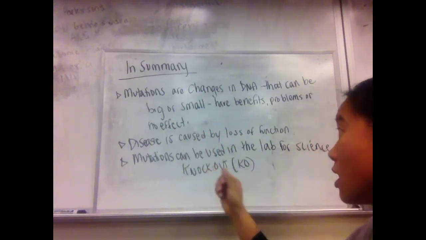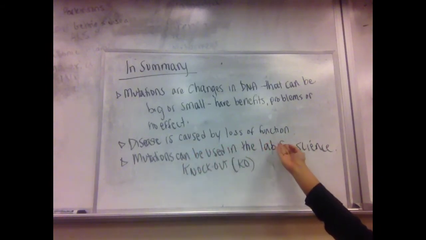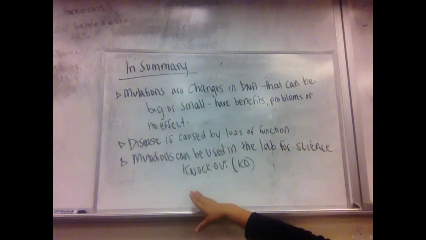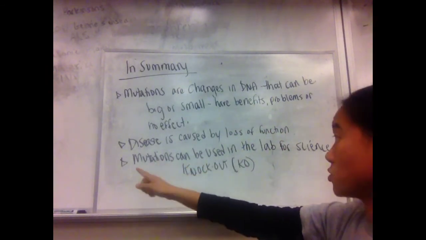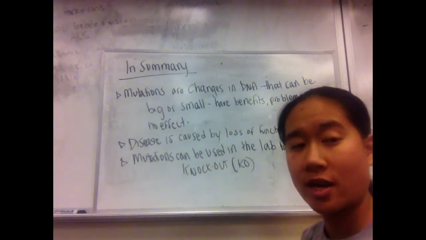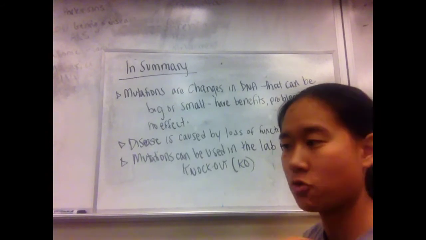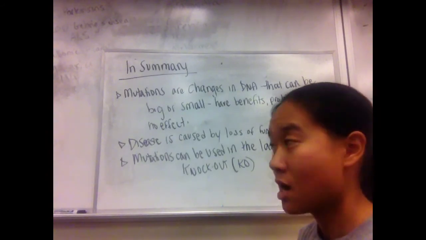Diseases are generally caused by a loss of function, meaning that something that you were able to do you're no longer able to do. And lastly, we learned about how mutations can be used in the lab. They're generally used to find out more about science by creating a knockout. If you knock something out, you can then find out what it does later.